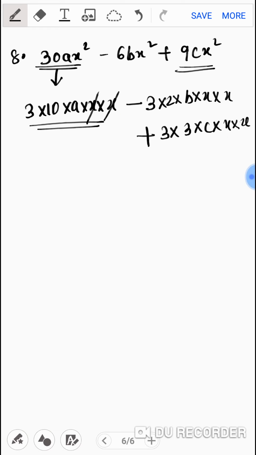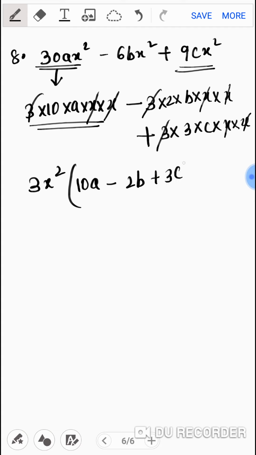My dear kids, x common. 3 is common in all. So whatever terms you have eliminated, take them out. 3x square. What is remaining inside? 10a minus 2b plus 3c. And that's your answer.